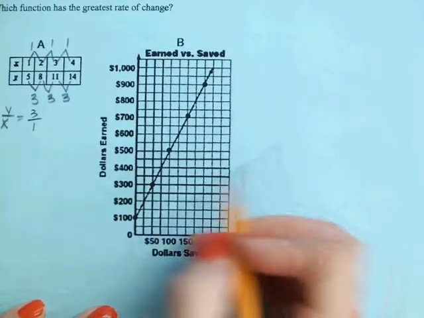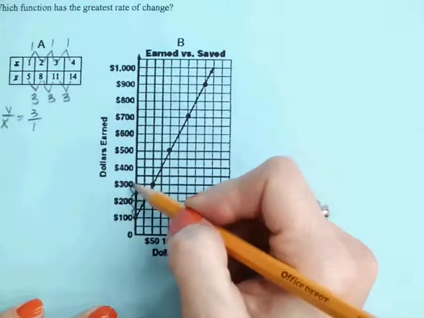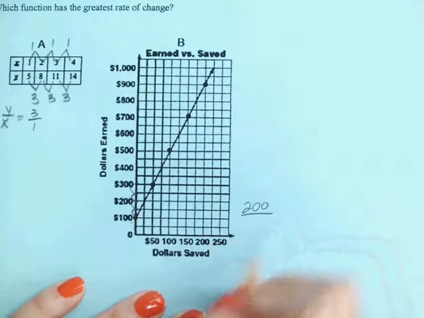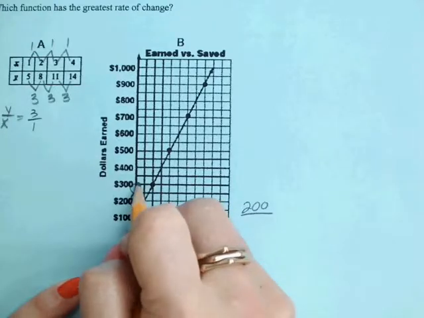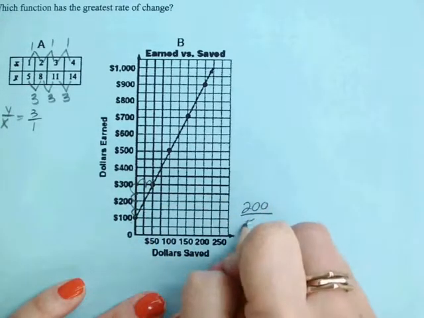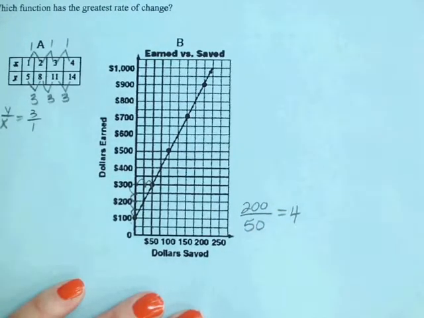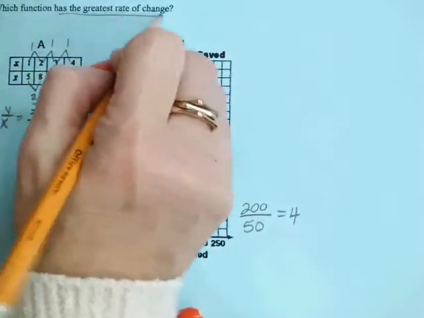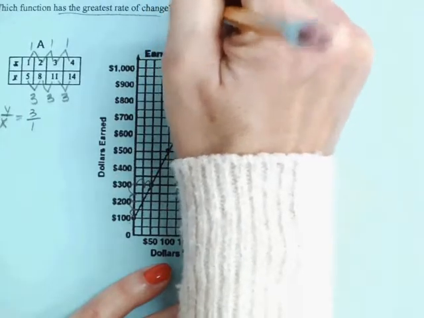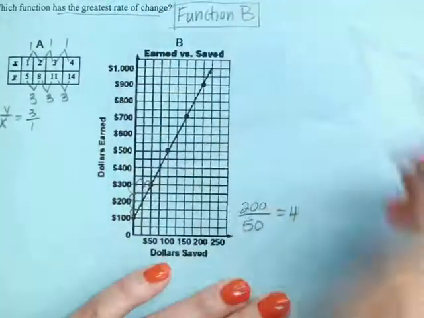For our graph, we go up 1, 2, 3, 4, or you can find the difference from 300 to 100, which is 200. And then 1, 2, which I look down here on my x-axis, it's 50. This simplifies to 4. Okay. And then it says which one has the greatest rate of change. So we would just say function B. Okay. All right.